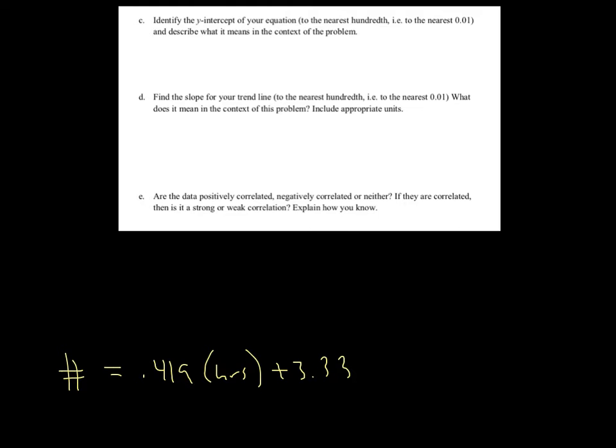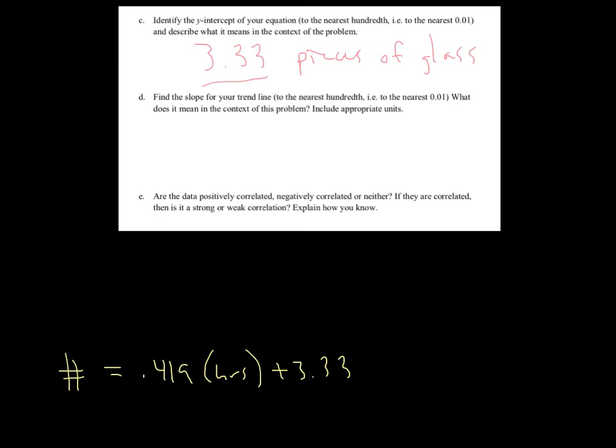To answer the next question, I'm just going to refer to my equation from the previous slide. The y-intercept, to the nearest hundredth, is simply going to be 3.33, and that's pieces of glass. It's a y value when x is 0. What does that mean? It means at 0 hours on the beach, you will have collected 3.33 pieces of glass, which is impossible. But that's sort of the correction figure that makes the whole model work out.